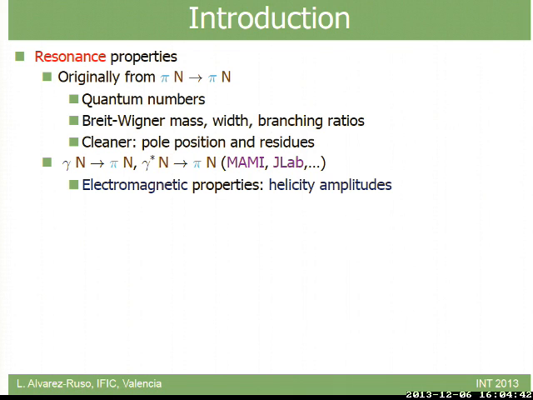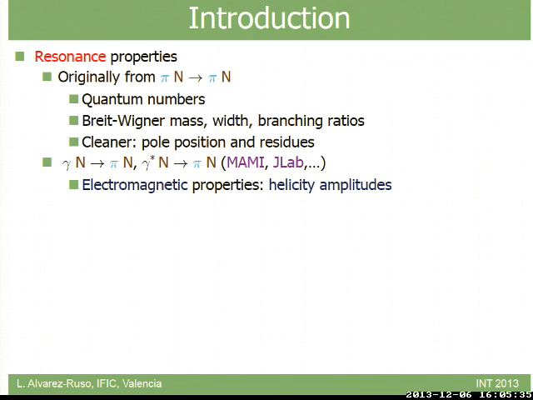So people first discovered resonances, classified them, extracted spin and parity, Breit-Wigner parameters, masses, widths, branching ratios. And at some point people also realized that it was cleaner, or at least better defined from the mathematical point of view, to define the resonant properties in terms of pole positions in the complex plane and the residues of those poles. Still, many of us keep thinking about resonances as Breit-Wigners, but I think there is a consensus that it is better to define them in terms of poles and residues in the complex plane.